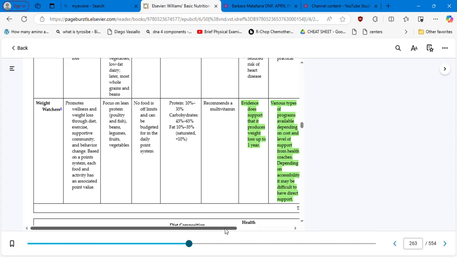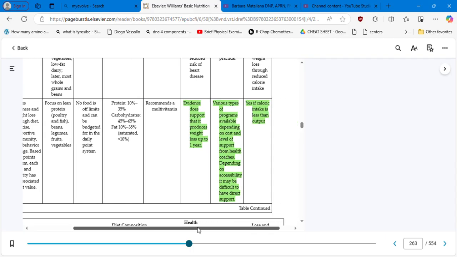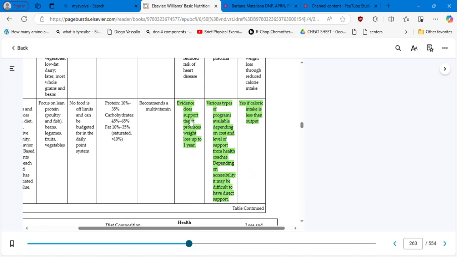Here we have the Weight Watchers, very popular, promotes wellness and weight loss through diet, exercise, and a supportive community. That's excellent. This is a good point in the Weight Watchers, the community, right? The reunions, the meetings that they are promoting, they are marketing about this diet. And also in terms of evidence, it supports that it produces weight loss up to 1 year. And then, can you keep the weight loss? Yes, if caloric intake is less than output.